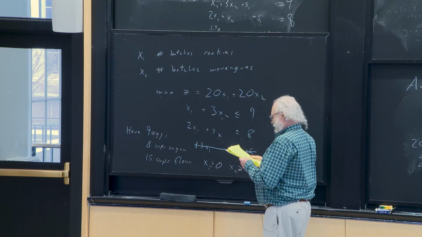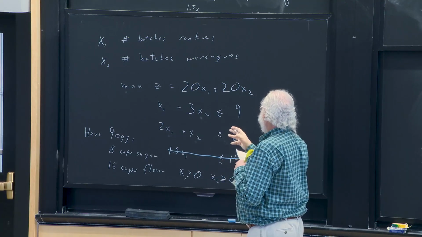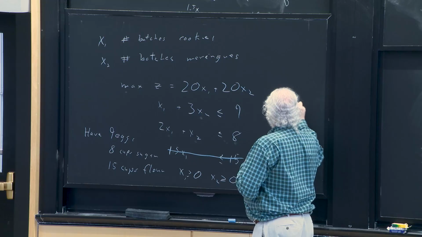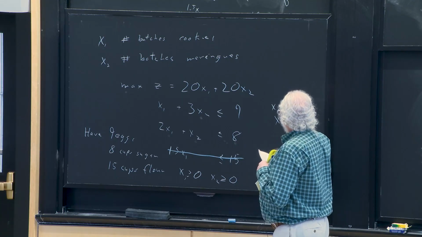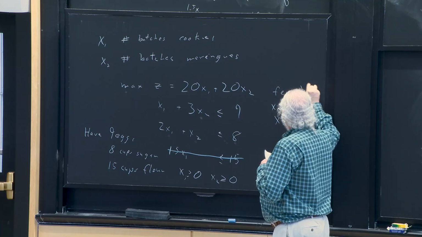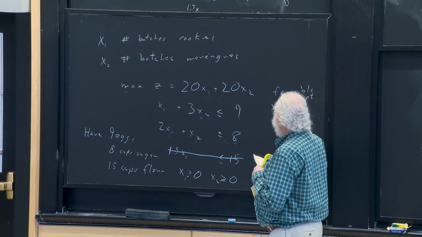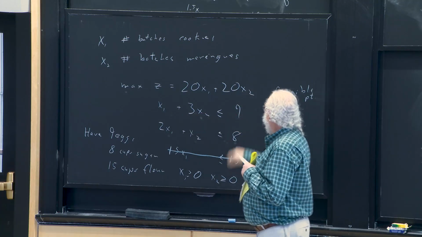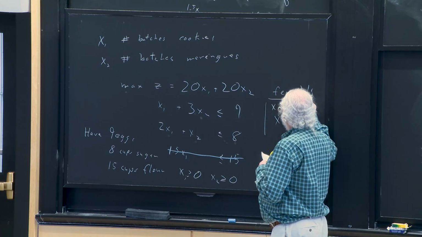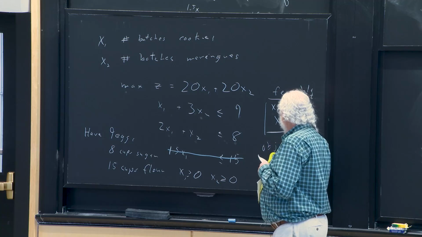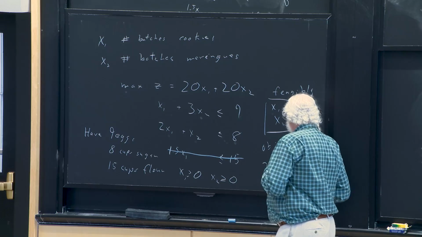So x1 equals 3, x2 equals 2. This is a feasible point. That's 3 plus 2 times 3 is less than or equal to 9, and 6 plus 2 is less than or equal to 8. So this is a feasible point, and the objective function is 20 times 5 equals 100.